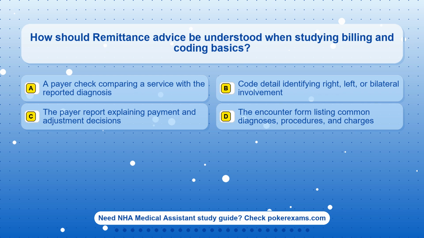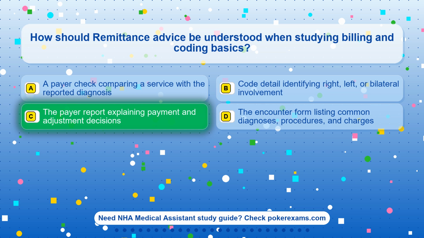Question 4. How should remittance advice be understood when studying billing and coding basics? Option A. A payer check comparing a service with the reported diagnosis. Option B. Code detail identifying right, left, or bilateral involvement. Option C. The payer report explaining payment and adjustment decisions. Option D. The encounter form listing common diagnoses, procedures, and charges.